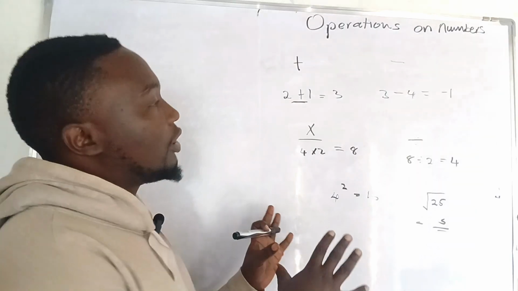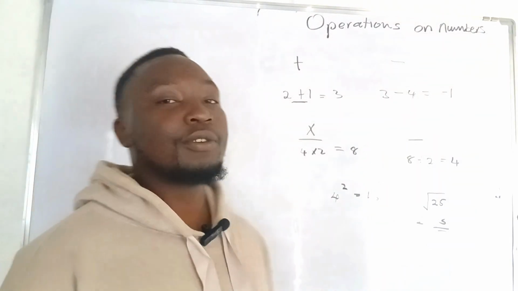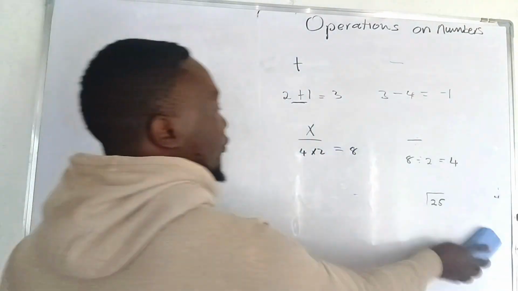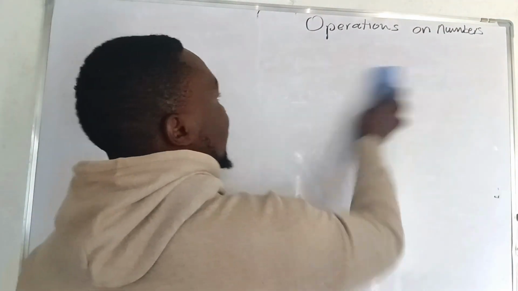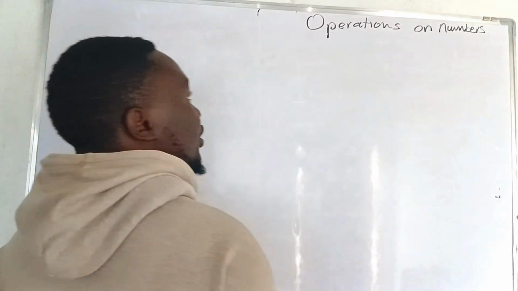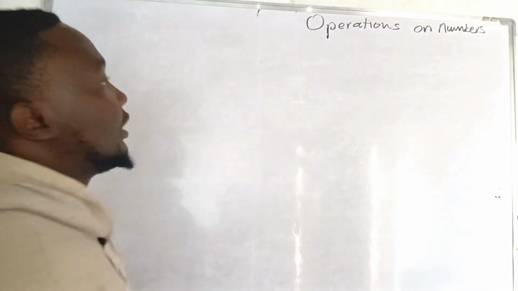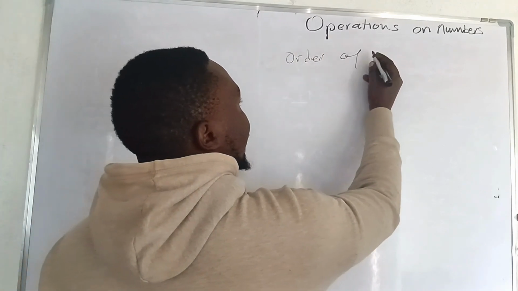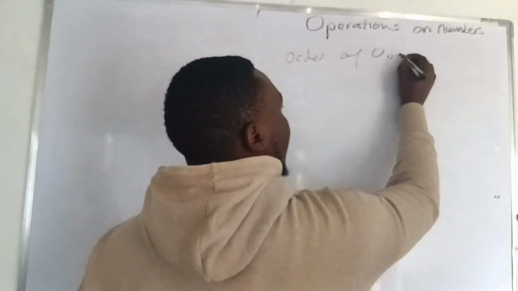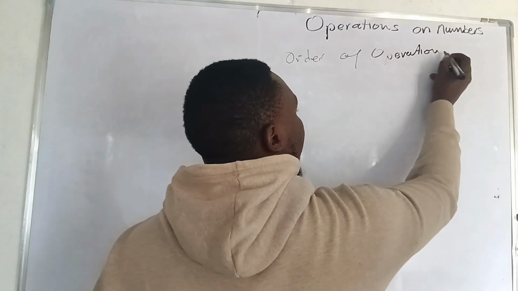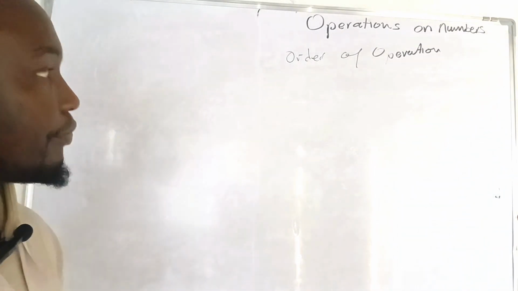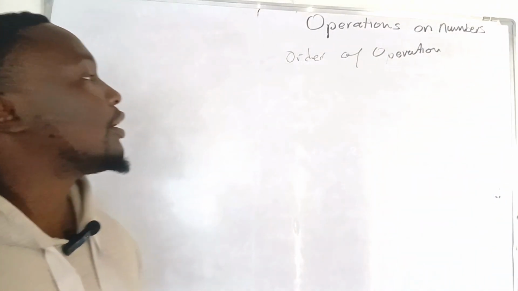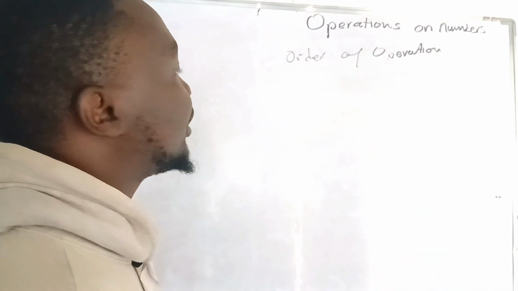So what happens when we have all these operations in a single question? We need to have order of operation, which is the topic that we need to look at today. Order of operation. There is a set rule that mathematicians agree on for how to do these operations.